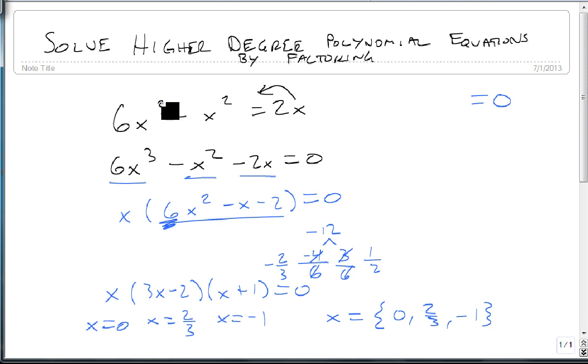Notice we started with an x cubed, and we ended up with three answers. That's not a coincidence. You will always find at most the degree of the highest degree of what you're solving. Well, not every problem factors so nicely, or has the GCF the same. So what if instead we have minus m to the fourth plus 5m squared minus 4 equals 0?